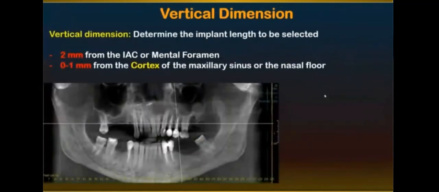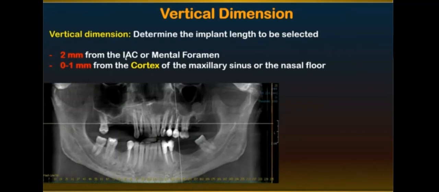The second dimension that we have here is the vertical dimension. The vertical dimension of the bone determines the maximum implant length that can be chosen. So we leave a 2 millimeter safety margin from the bottom of the implant to the vital structure if the vital structure contains a nerve, like the mental foramen or the inferior canal. So you always leave at least 2 millimeters from the nerve.